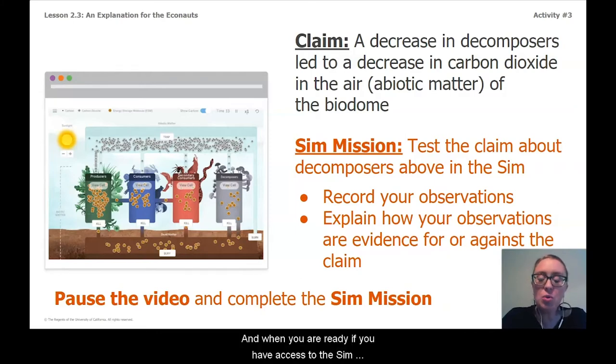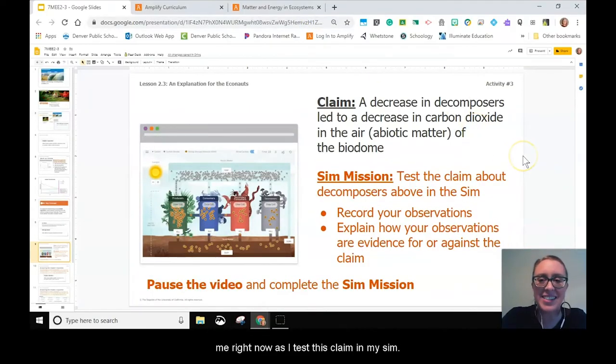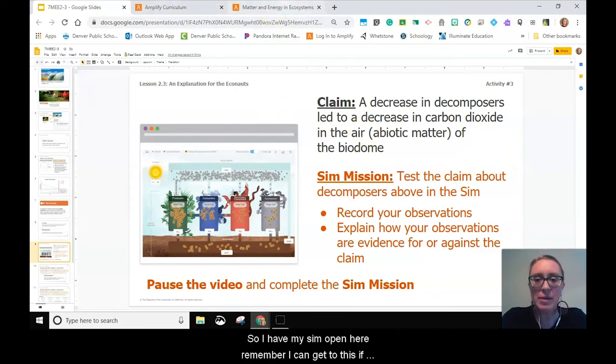And when you are ready, if you have access to the sim, you will pause the video and complete this sim mission to test the claim, making sure that you're recording your observations and that you're able to explain how those observations are evidence for or against the claim. If you don't have access to Amplify Online, you can join me right now as I test this claim in my sim. Okay, so I have my sim open here.